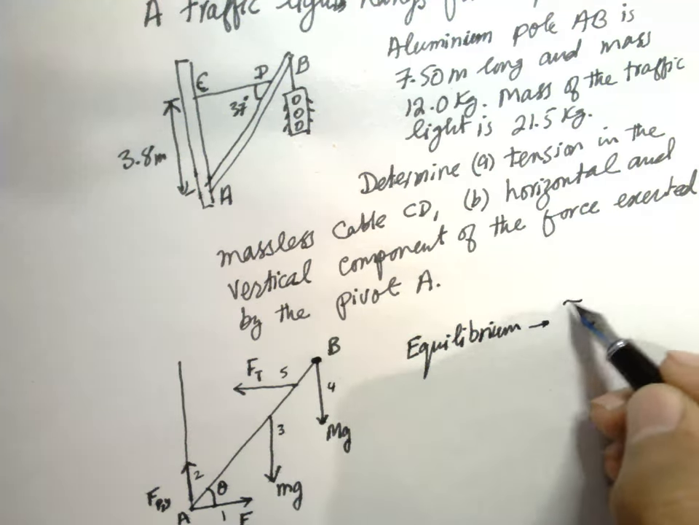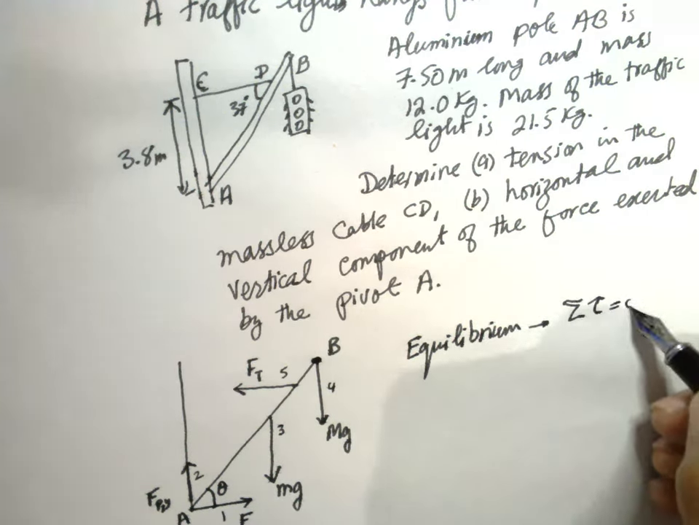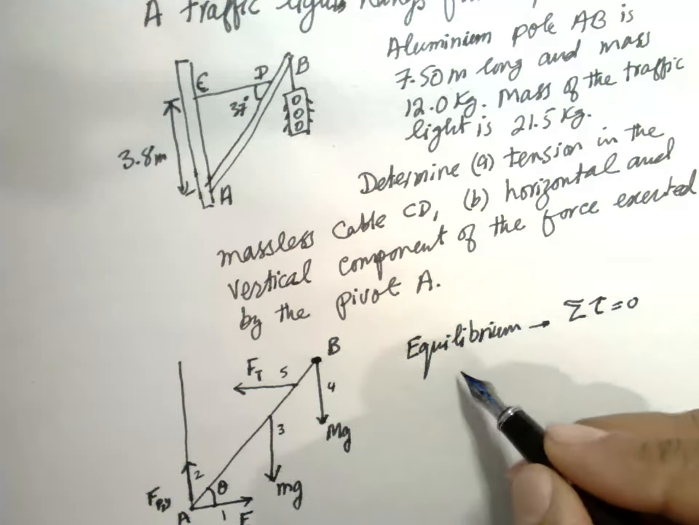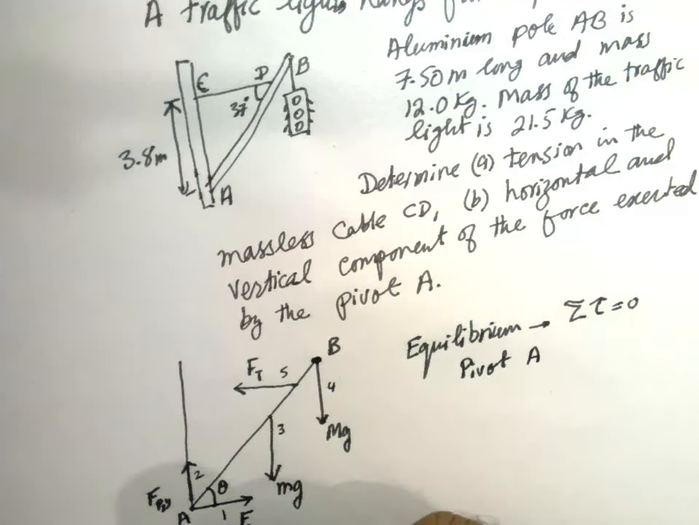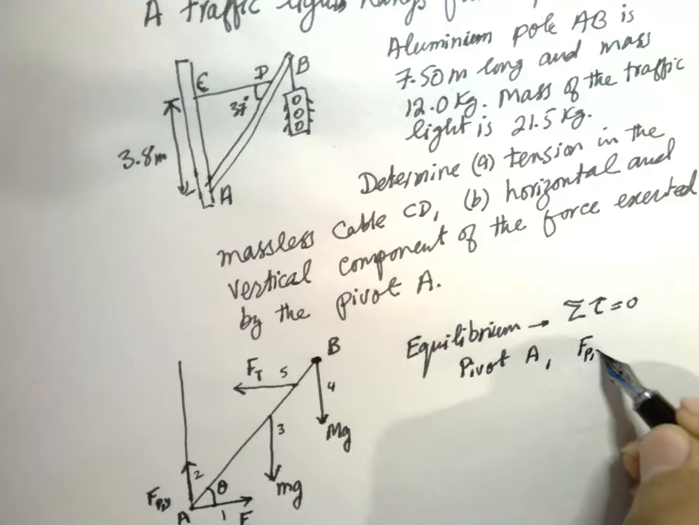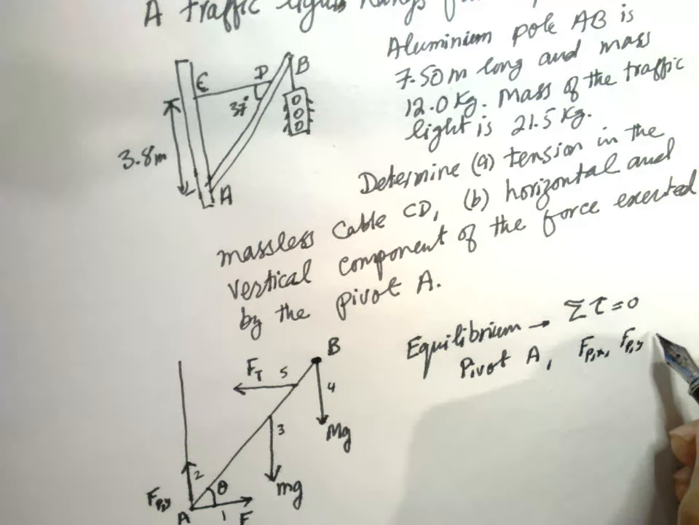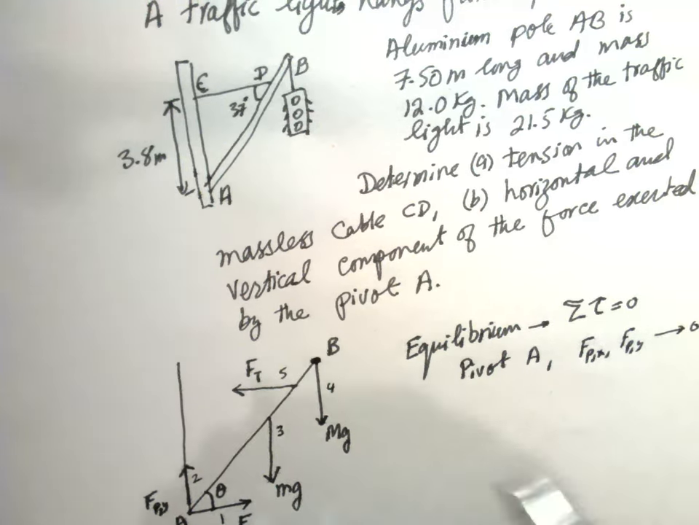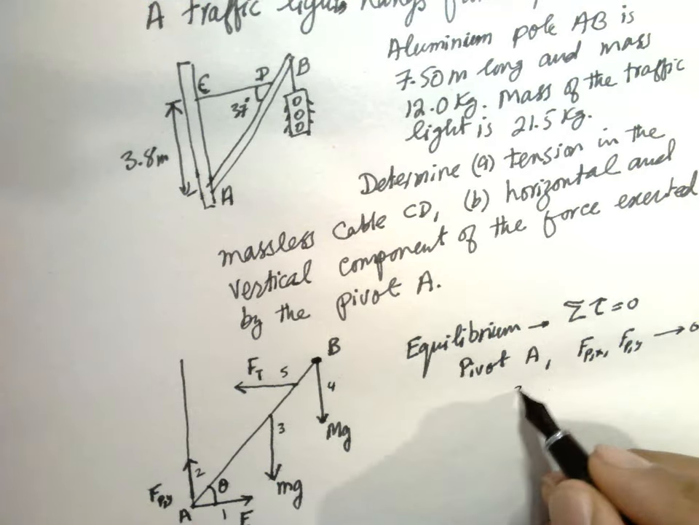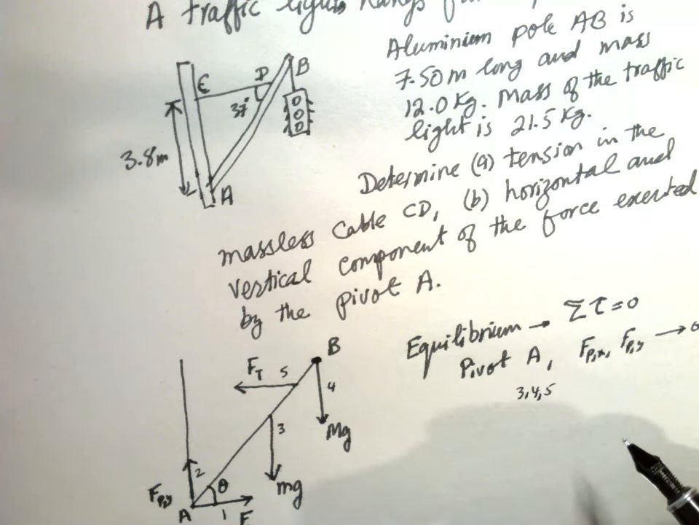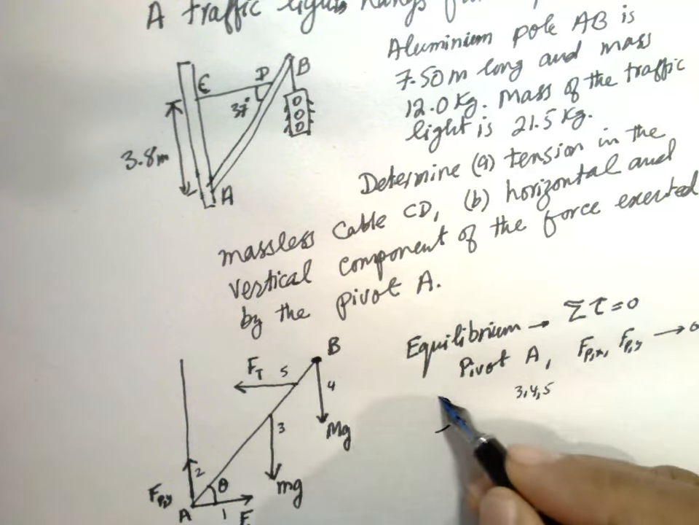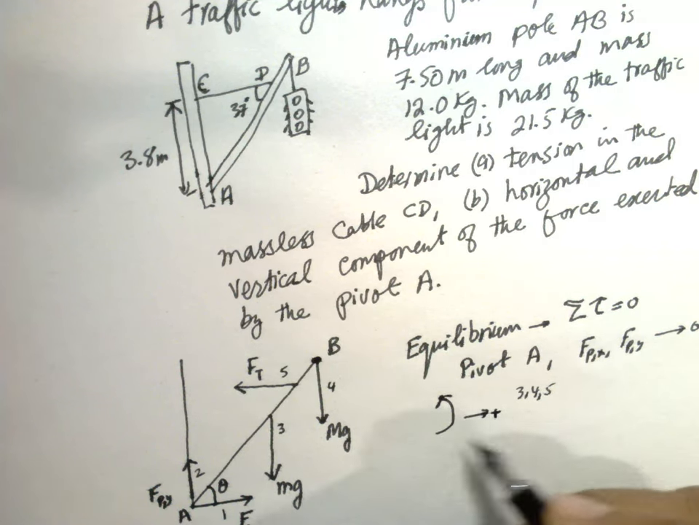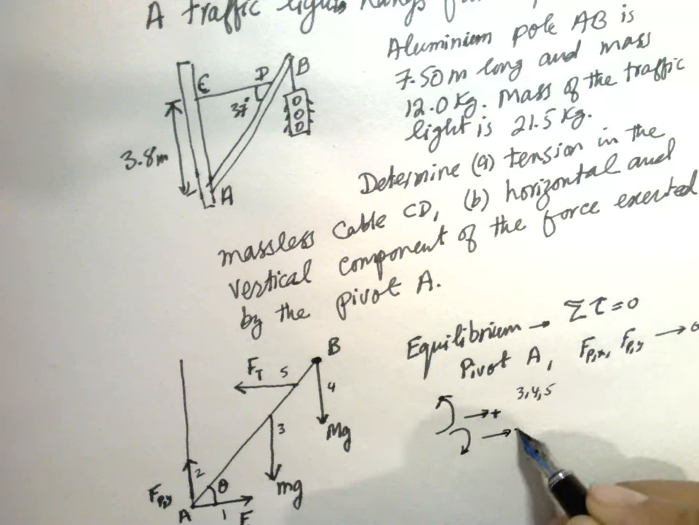So if it is equilibrium, then net torque is equal to zero. And if we take a pivot A, so the contribution of the torque of FPX and FPY, this contribution is zero. So we are left with the force 3, 4, and 5. If A is the pivot, and then counterclockwise force is positive, and clockwise forces are negative.